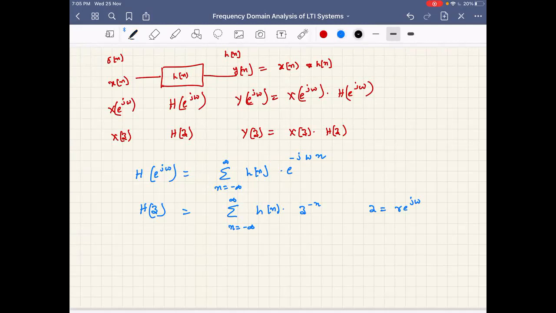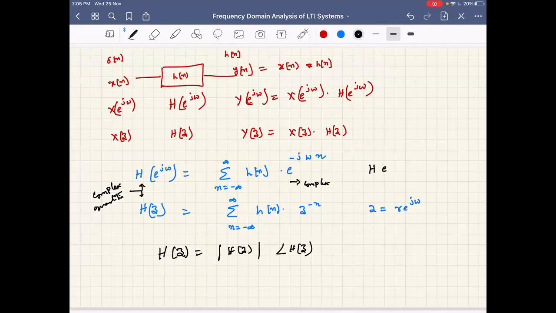As you notice, when we do the correlation or projection of the signals onto the exponentials, the nature of the exponential itself is complex. Hence it is likely that H of e power j omega or H of z are also complex. And thus, how do we represent H of z? With the mod of H of z and then the angle of H of z. Similarly, to represent H of e power j omega, it will have the mod, that is the absolute value of the spectrum, and the angle of the spectrum.